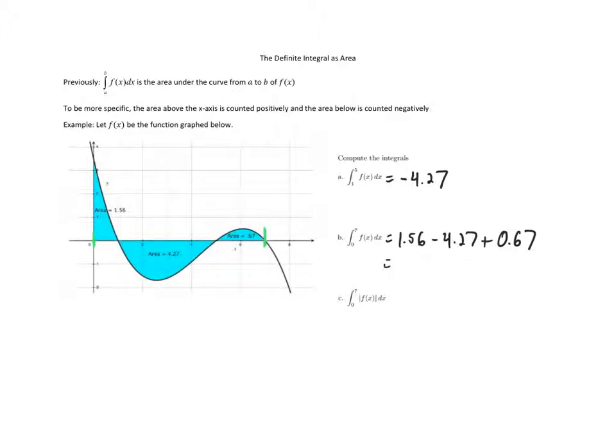If we work that out, 1.56 minus 4.27 plus 0.67, we will get negative 2.04.